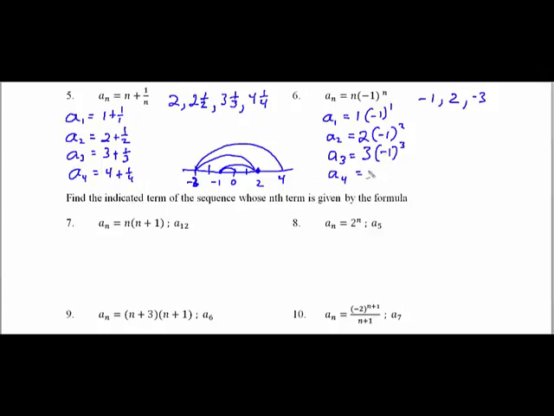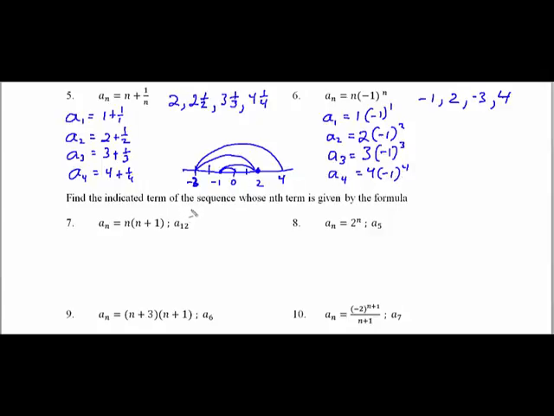So a sub 4 is going to be 4 times negative 1 to the 4th power. So there it is, positive 4. And it's positive 4 because negative 1 to the 4th power is 1. Actually, any negative 1 to any even power will be positive 1, and negative 1 to any odd power will be negative 1. Alright, so that's cool.